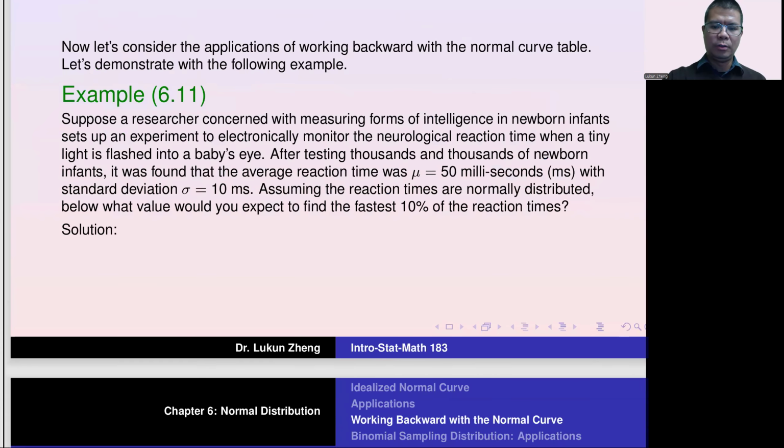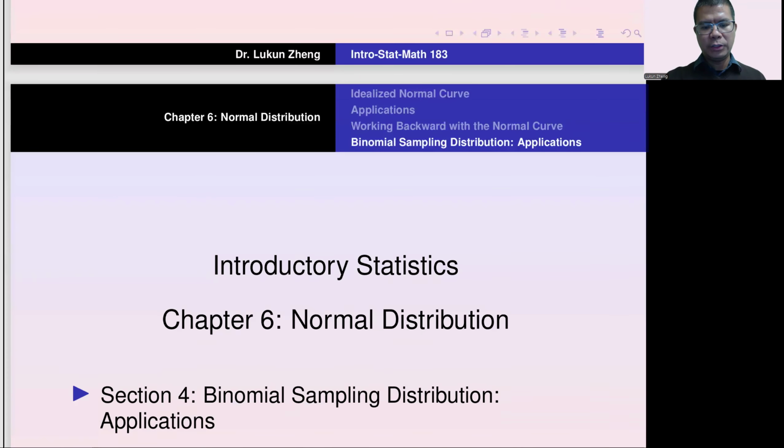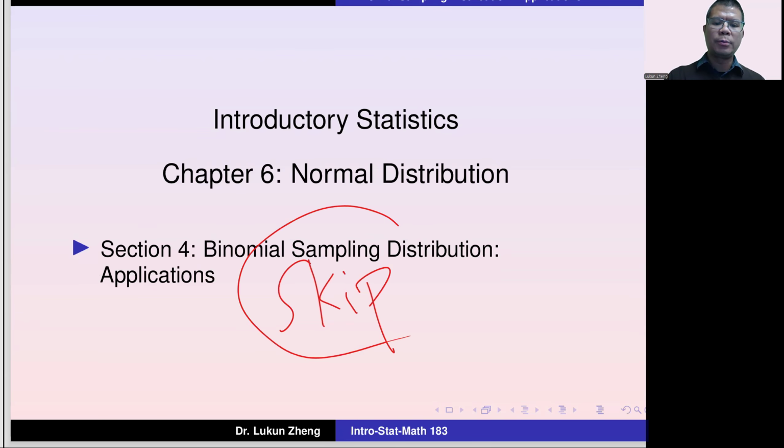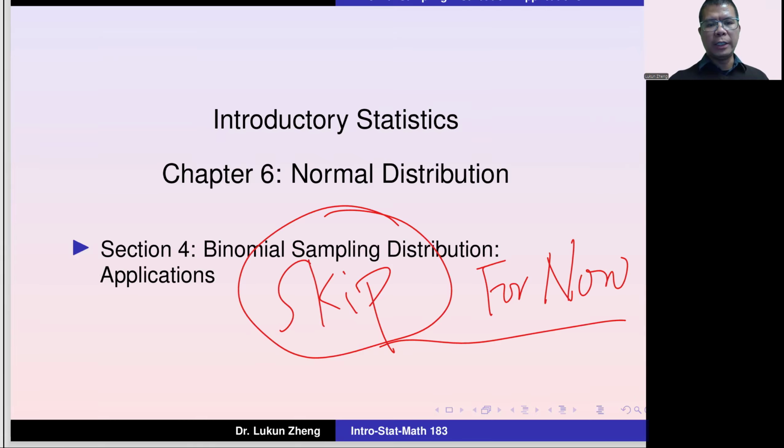Remember this one: we skip this one first. This one is not included in the exam. We skip it for now, so don't worry about this one for now.